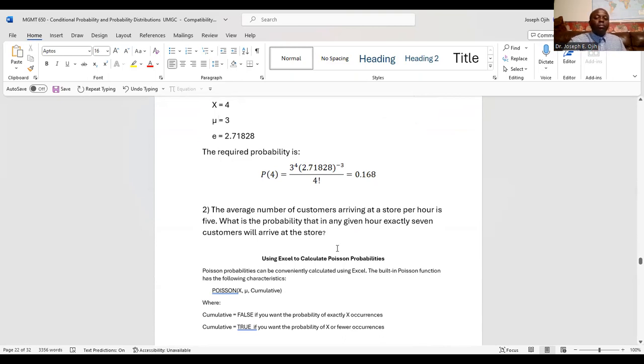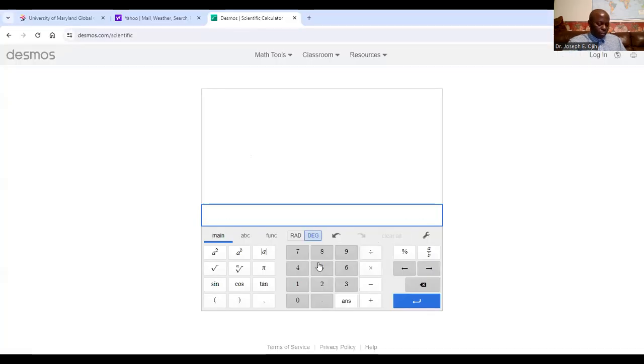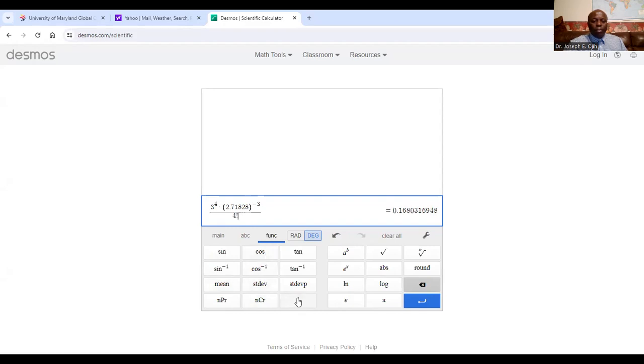So right here, we got 3 raised to the power 4, times, in parentheses, 2.71828 raised to the power negative 3, divided by 4 factorial. 4 factorial is right here, see, it's the factorial function right there. That gives us 0.168. Okay, so giving us 0.168.